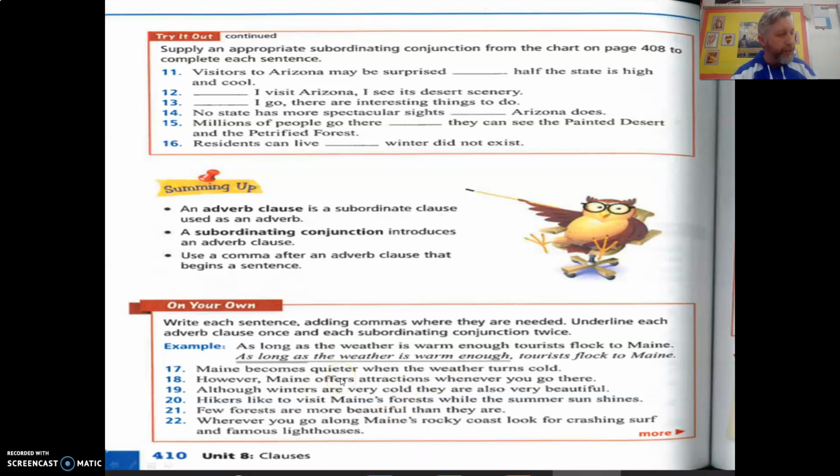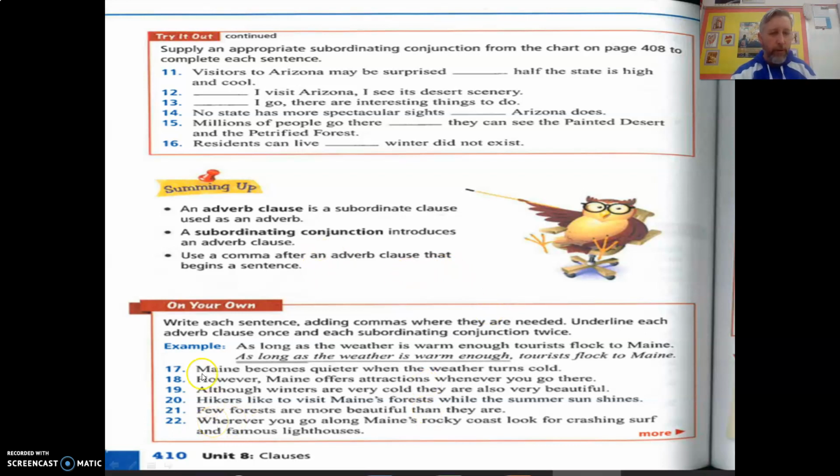Okay, number 20. Hopefully you found the word while. While the summer shines, while would be the subordinate conjunction. Do you need a comma there? No, because the independent clause is in the beginning, and the subordinate clause is at the end. What kind of sentence is that again? If you said complex sentence, you are correct. Number 21, hopefully you found the word than. Than they are is the adverb clause, than is the conjunction.